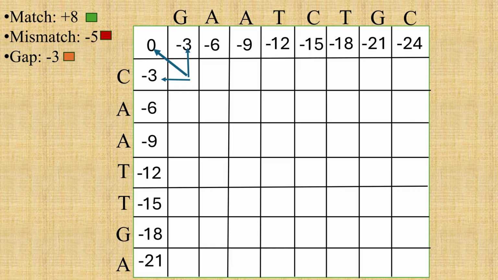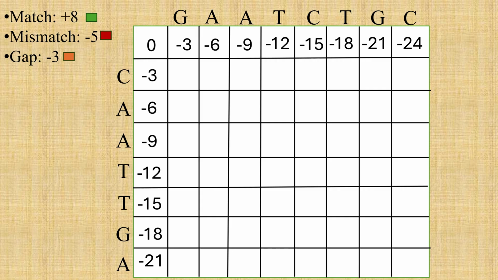Second is the vertical move, and this represents introducing a gap in the horizontal sequence, so we add the gap penalty score. The third is the horizontal move, and this represents introducing a gap in the vertical sequence, again adding the gap penalty score. After calculating all these three values, we choose the maximum, and that becomes the value of the cell. Let's calculate one cell step by step.